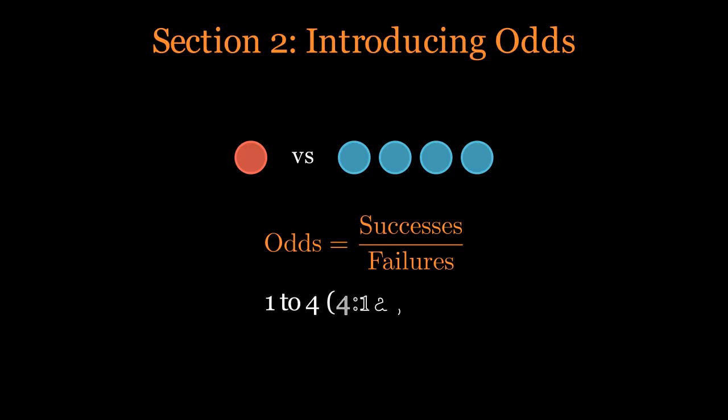This means for every 1 time we succeed, we expect to fail 4 times. In betting, this is often written as 4 to 1 against. Notice how the denominator changed from the total, 5, to the failures, 4.